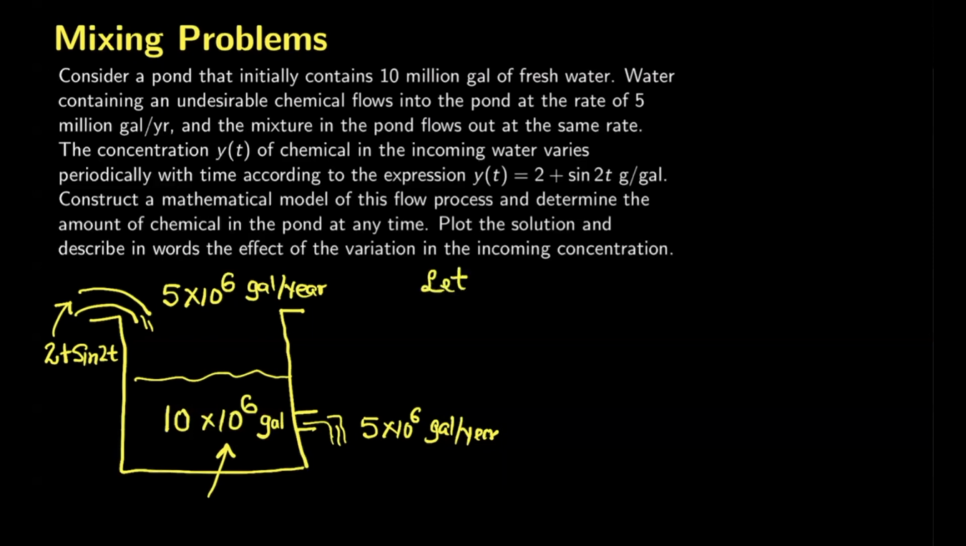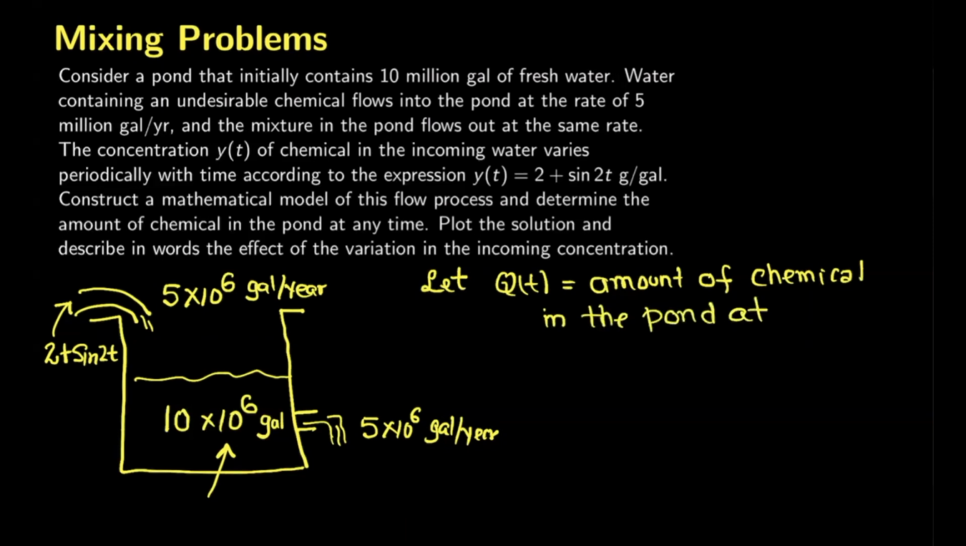Let's say Q of t is the amount of chemical in the pond at any time t. This is what we need to find: how much chemical is in the pond at a given time t. So I assume Q of t is the amount of chemical at the given time.